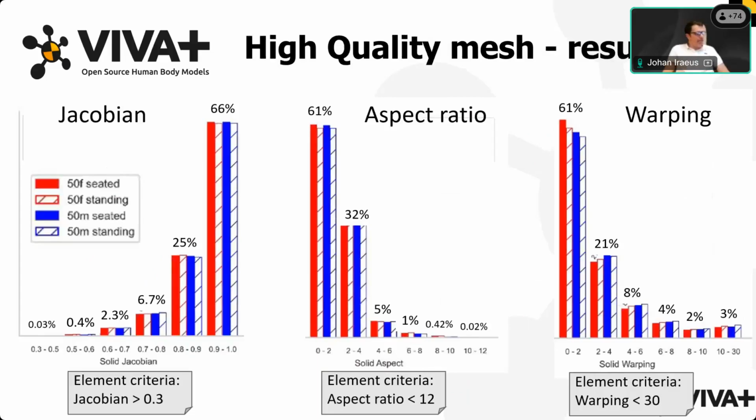Here I just repeat one of the slides that Jobin showed. You see 3 different criteria: Jacobians, aspect ratio, and warping. Something that we think is important here is that not only the base model but also the derivative models fulfill our element criteria. In the baseline models, 100% of the elements fulfill the criteria: aspect ratio below 12, Jacobian over 3, and warping below 30. So this means that after we have done this morphing, we need to do some element fixing.